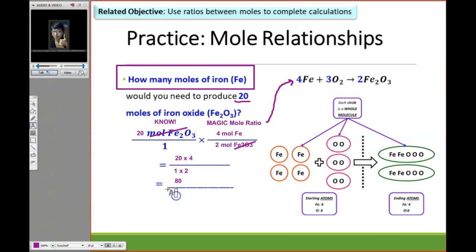What is 1 times 2 on the bottom? Everybody should be able to do this. That's easy mental math. Anything times 1 equals itself, so 1 times 2 should equal.